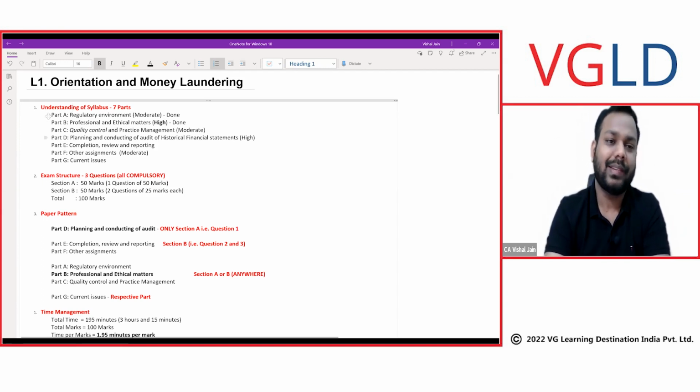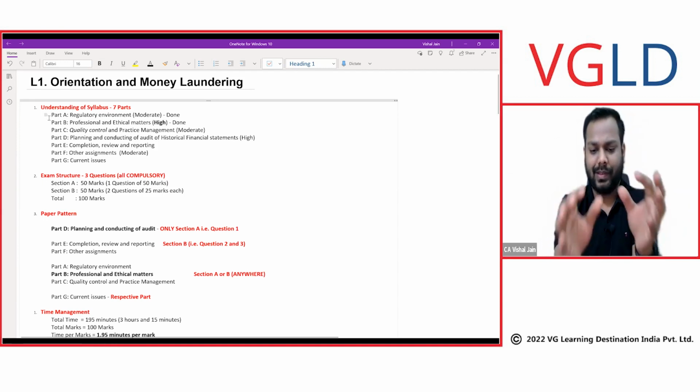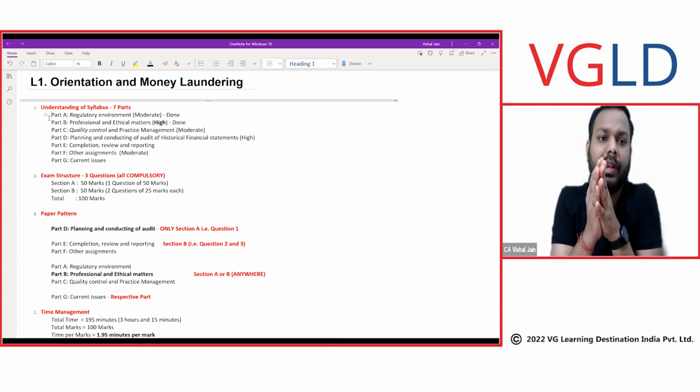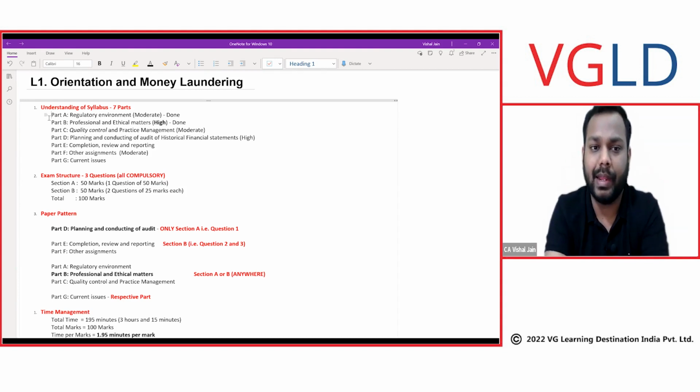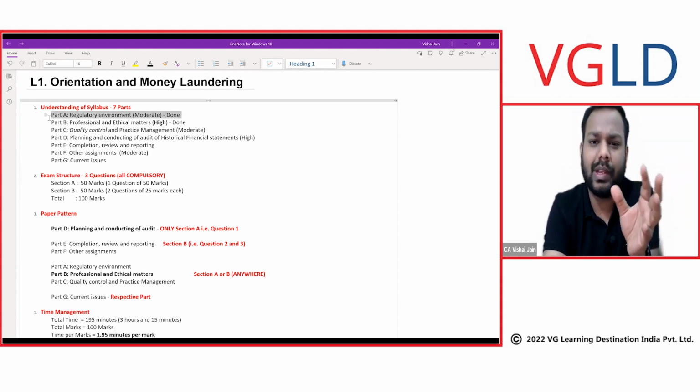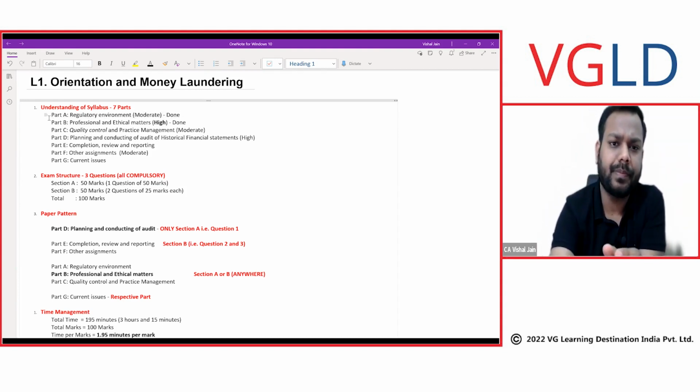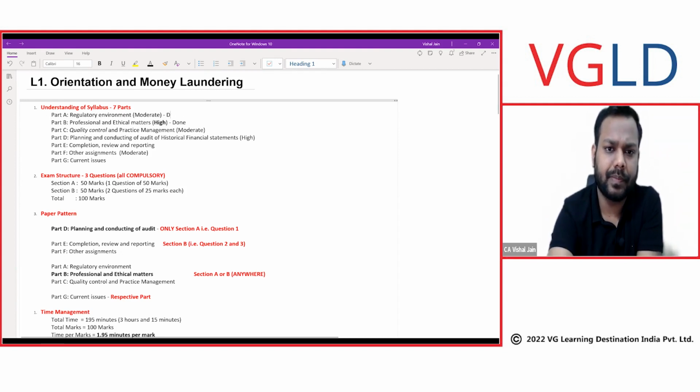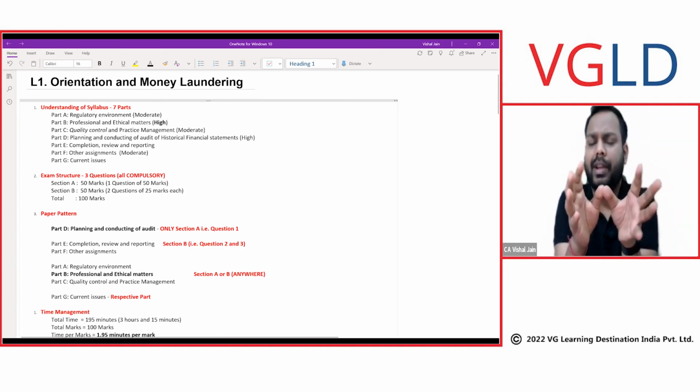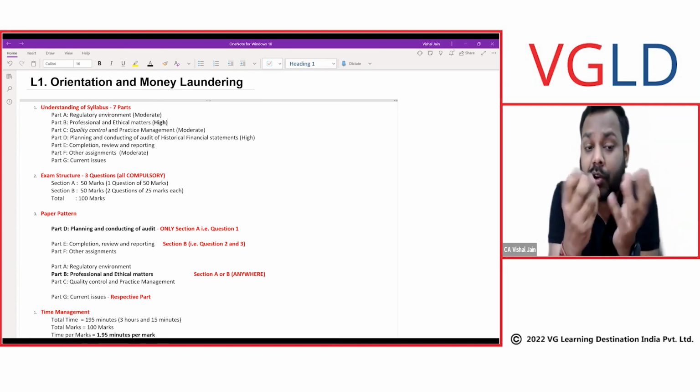Now let's understand about the AAA paper. Now, see guys, this AAA paper is divided into 8 parts. Now, part A, regulatory environment. This is somewhere talking about the law.